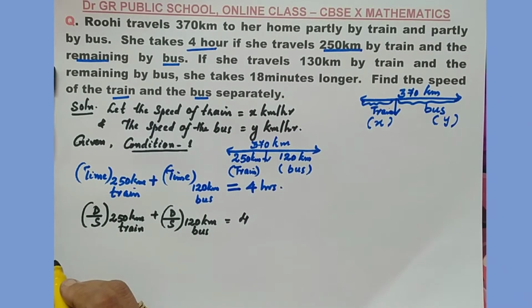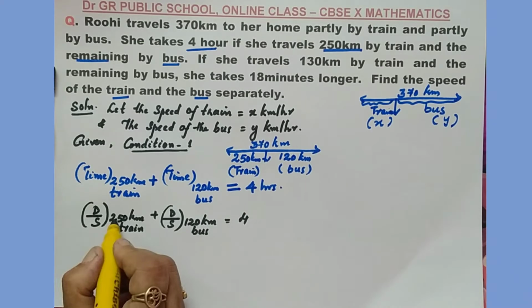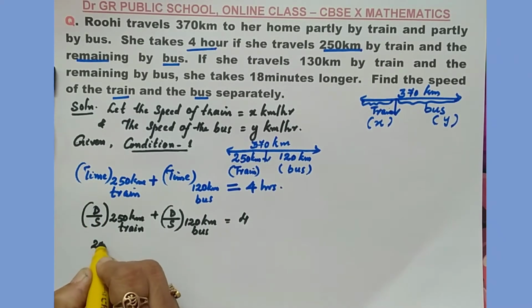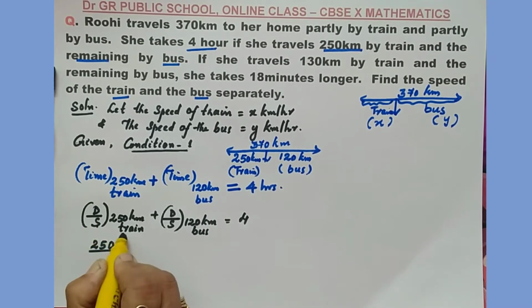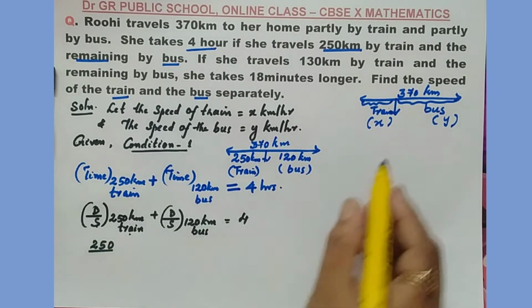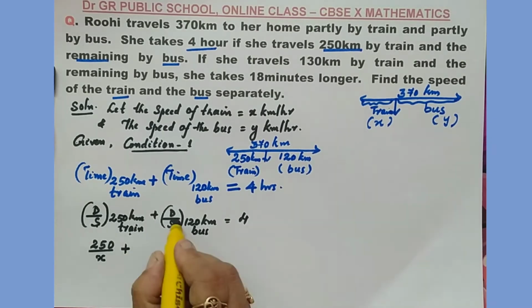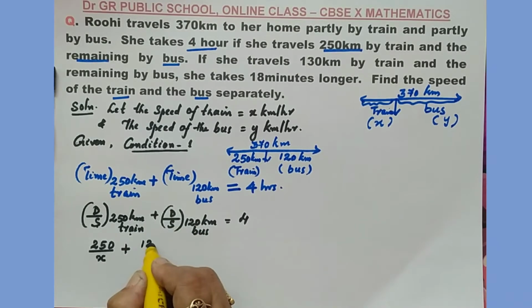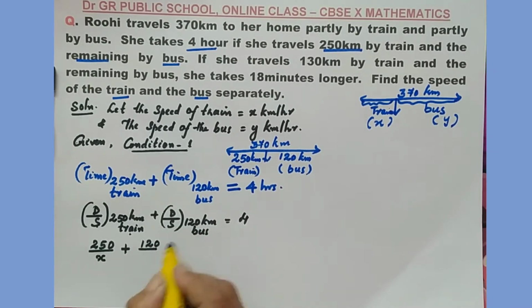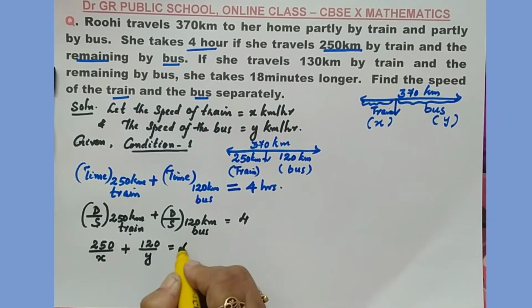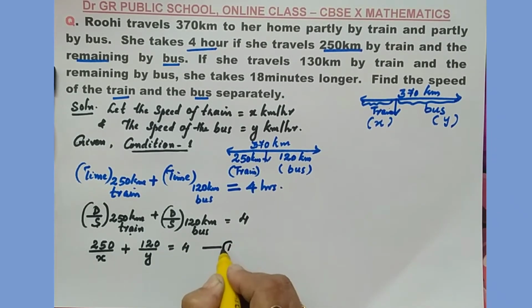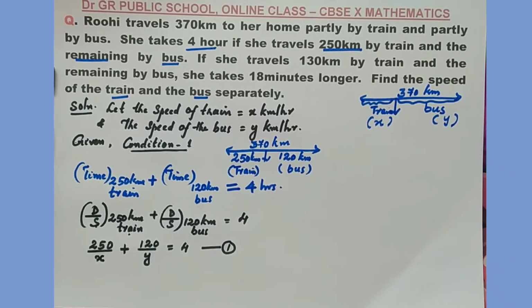I am going to substitute the values. Distance can be taken as 250 by the speed of the train. What is the speed of the train? The speed of the train is x kilometers per hour, plus the distance 120 by the speed of the bus, y kilometers per hour, which is 4. That is your first equation: 250 by x plus 120 by y equals 4. This is the first equation.